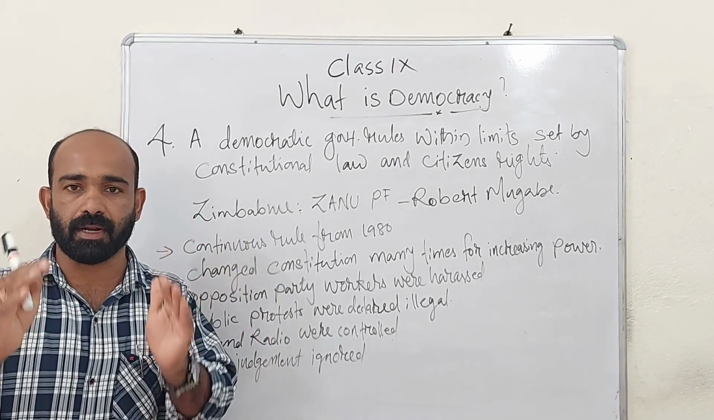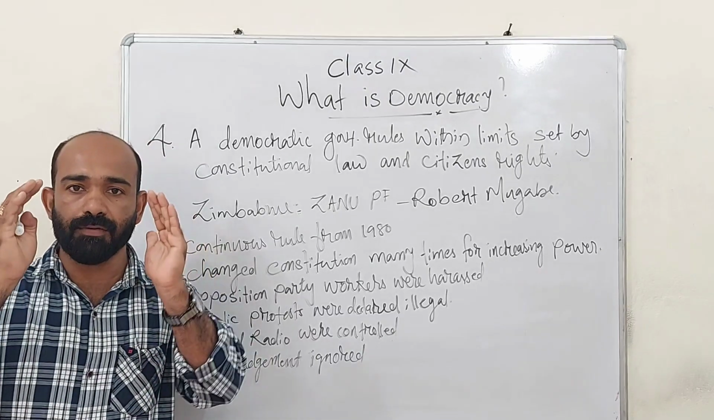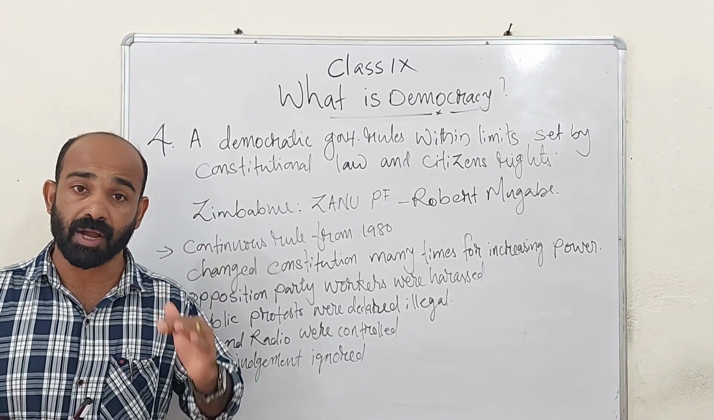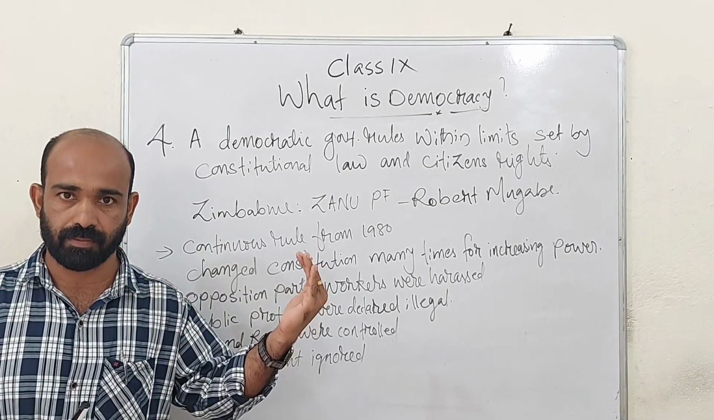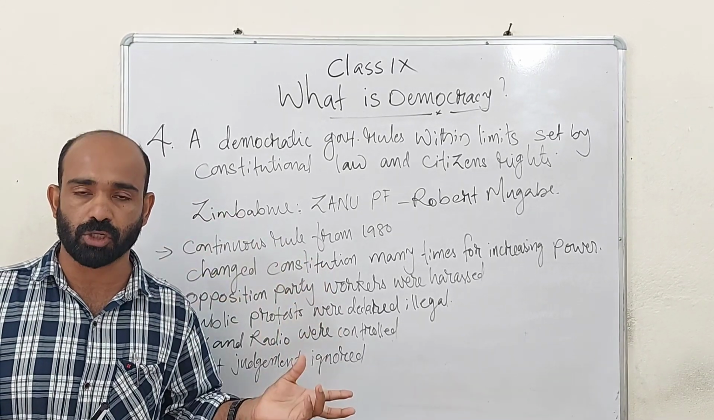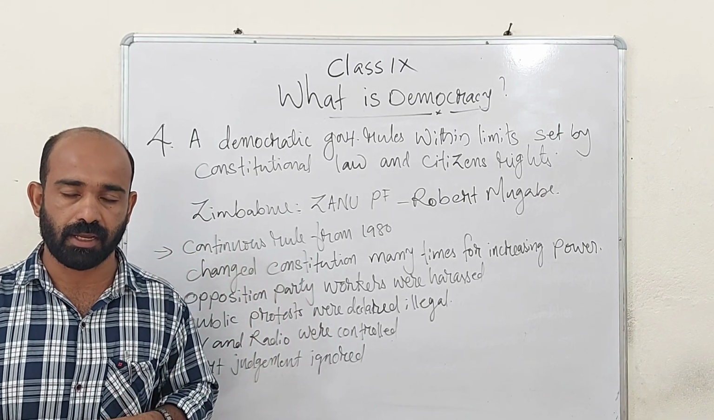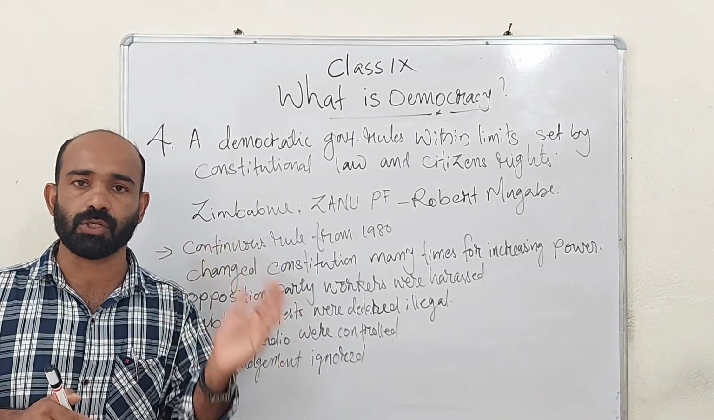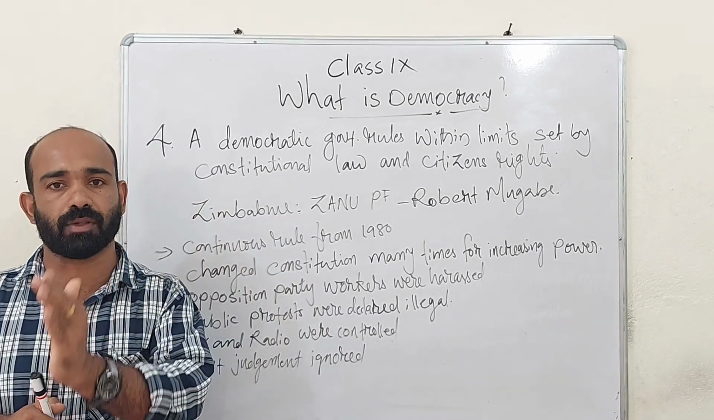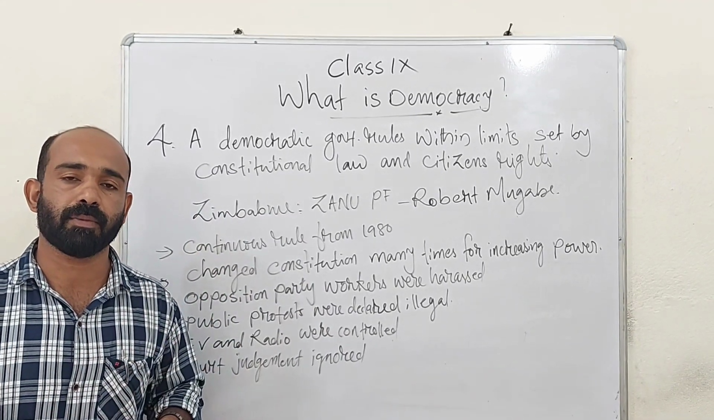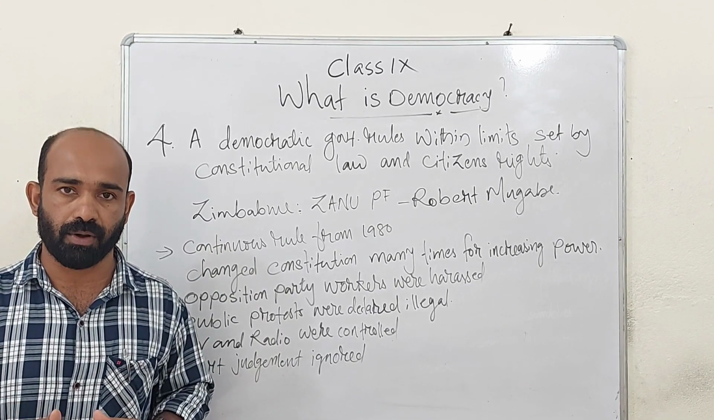If a government, after being elected, is doing whatever it likes by violating or misusing the constitution, such a government cannot be called a real democratic country. If a government is not at all protecting the interest of the people, not at all protecting the rights of the people, that government also cannot be called a real democratic nation.